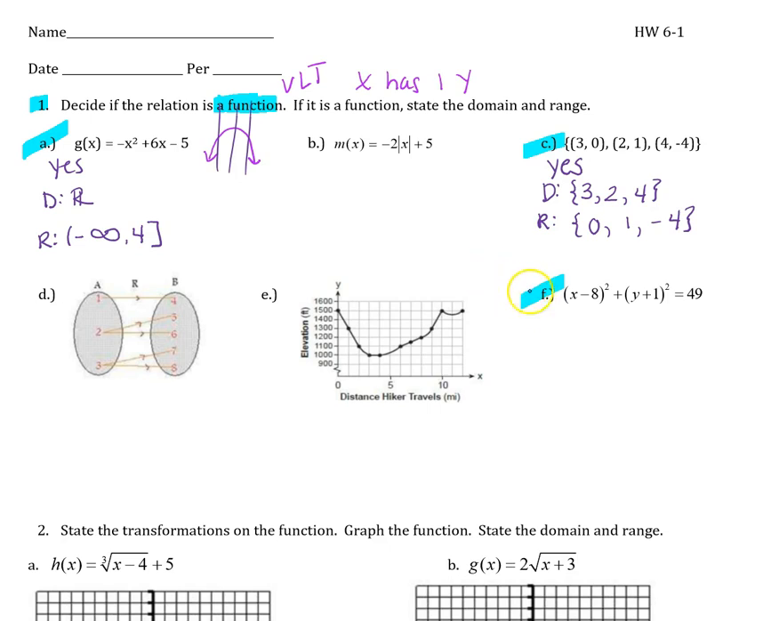Okay, now if we look down at F, when you see an x being squared and a y being squared, that should be your key to know that this is a circle. Specifically, this is a circle at center (8, negative 1) with a radius of 7. But all you really need to know is this is a circle and it does not pass the vertical line test. It is being hit twice. So this is a no.